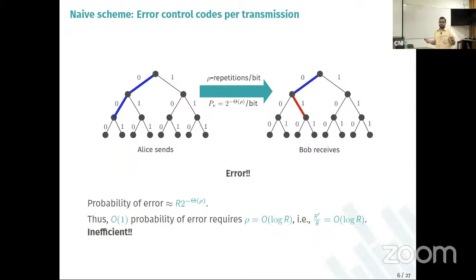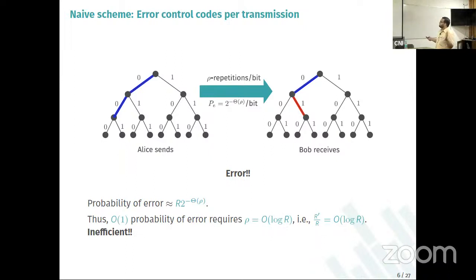So forget vanishing, even to get a constant probability of error, you would require your rho to be at least order of log R. That means you have to repeat each bit order of log R times. So what's the overhead then? R prime by R is order of log R. And this is highly inefficient because there are better schemes which achieve a constant overhead, O of 1, here. And for that, you require an entirely different set of coding tools and techniques, which is what we call interactive coding. And that is why it's an interesting problem. You cannot just solve it using error correcting codes.